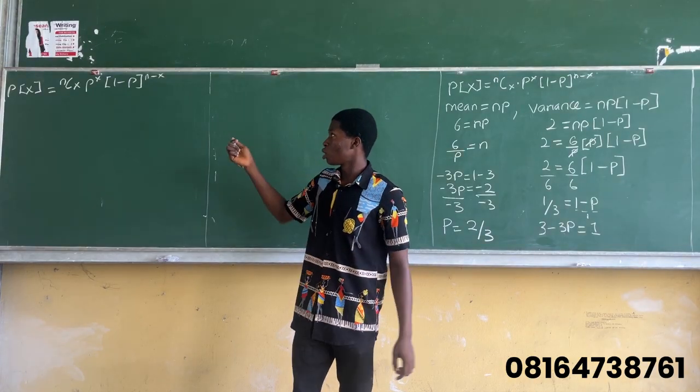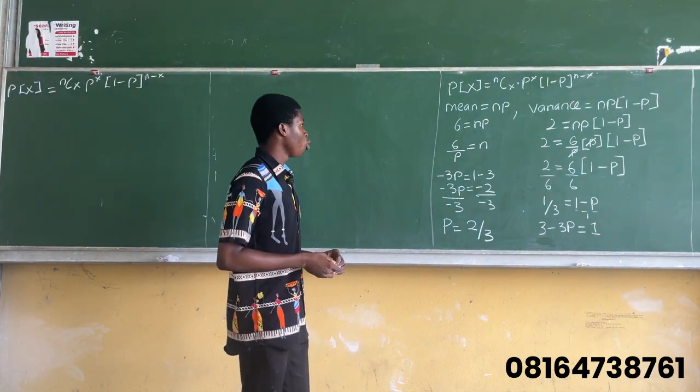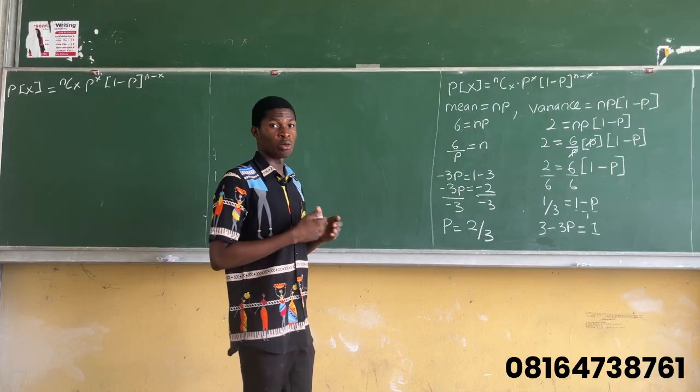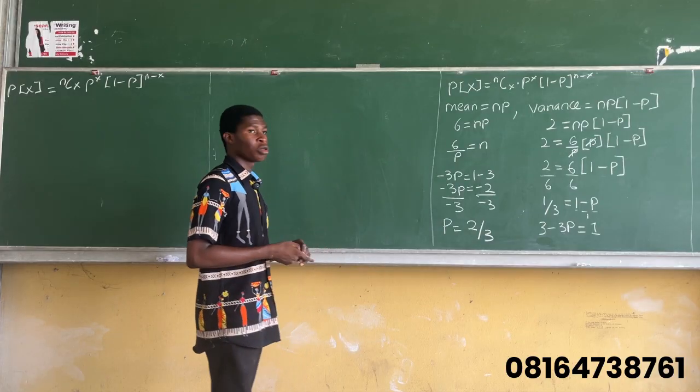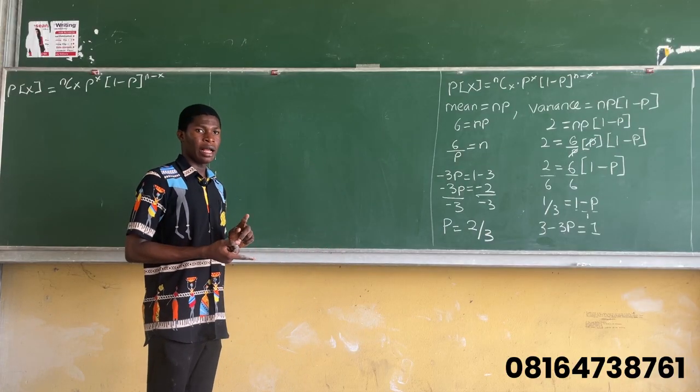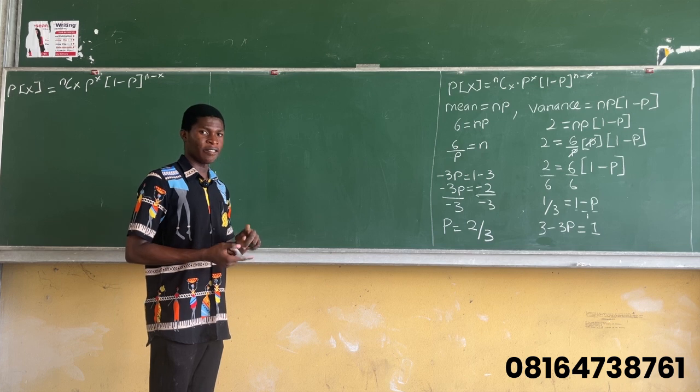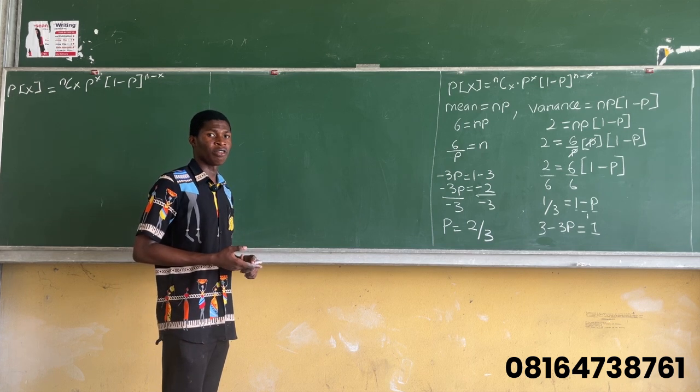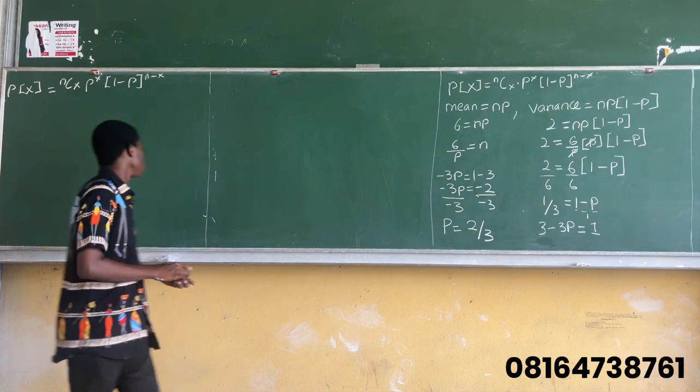Okay, now that we have gotten to this point, we are going to be using the binomial distribution formula to work out the value when x is 5, the probability of us succeeding at 6, and also the probability of us succeeding at 7. So let's do that.